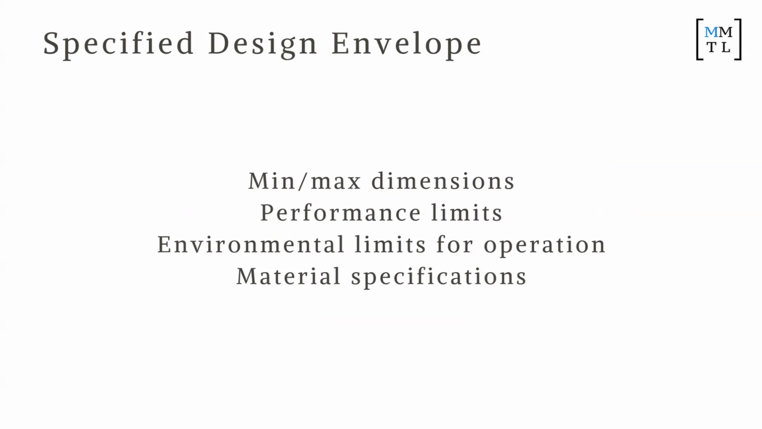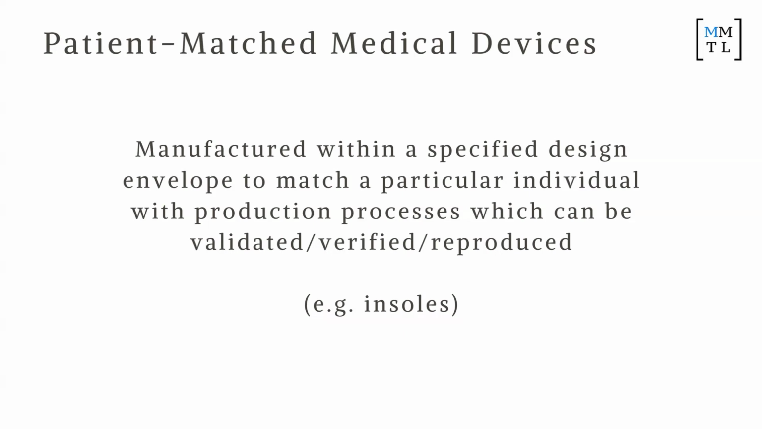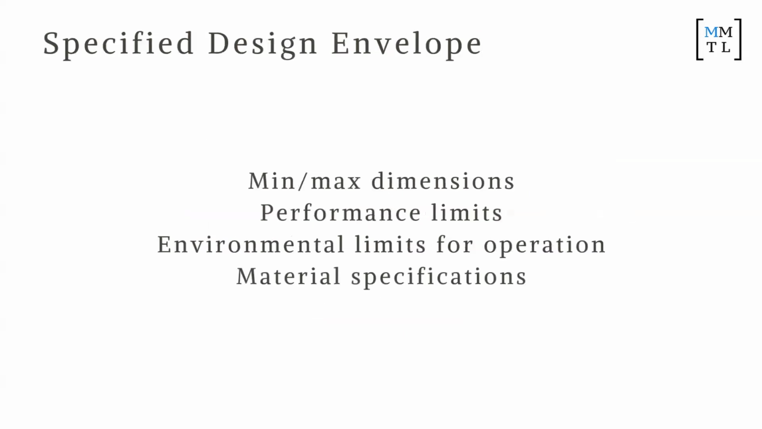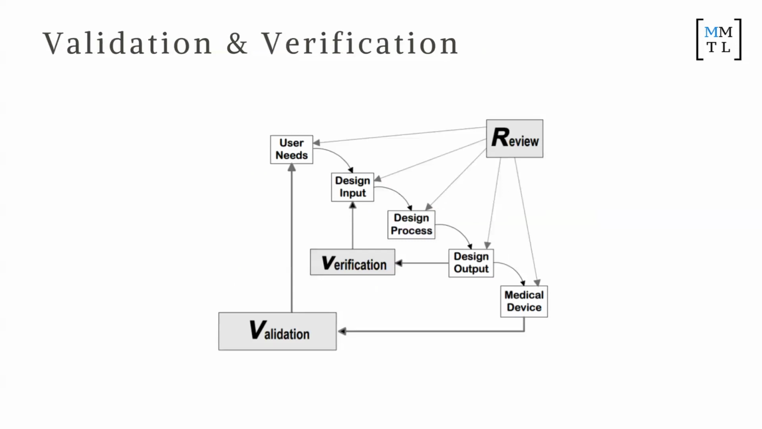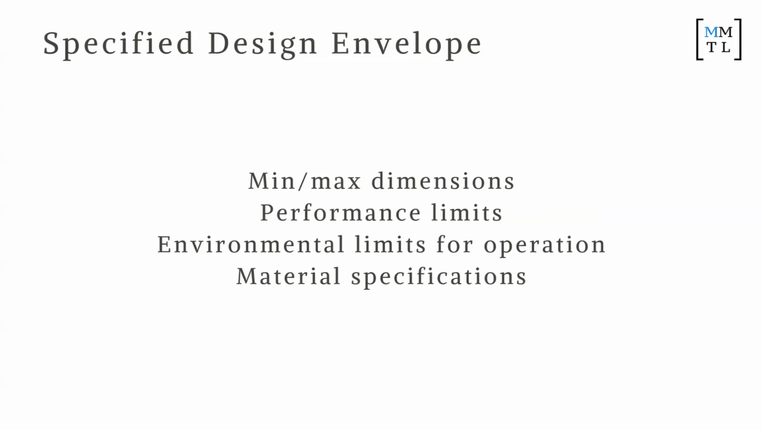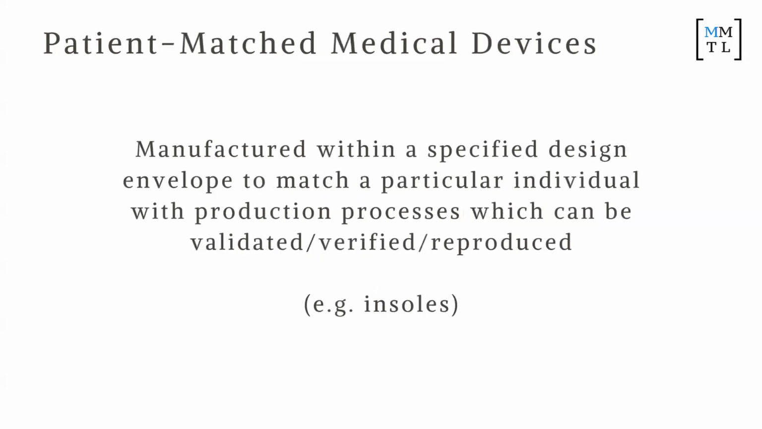Okay, so just think about when you're 3D printing something, you do specify, for example, a maximum or minimum dimension. For example, if you're creating an insole, there is obviously a size of how big someone's feet might be. And so you can specify this sort of design envelope. You say, okay, when we manufacture these insoles, they're only going to be within these specific sizes. Now, the next part of this definition is it's designed to match a particular individual.